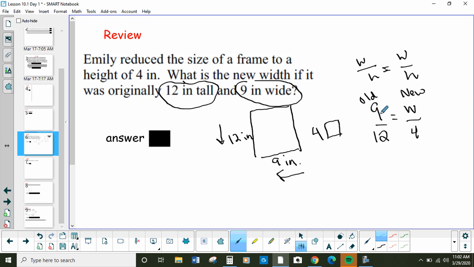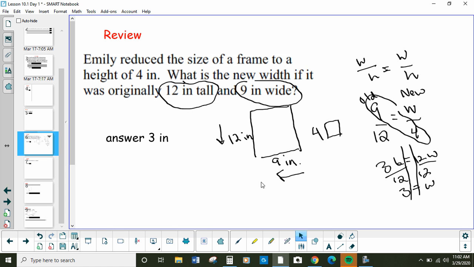I have width on top, width on top. Height on bottom, height on bottom. Now I'm ready to cross multiply. I got 36 equals 12W. And of course we know solving proportions. After we cross multiply, we divide. And then we have 36 divided by 12, that should be 3 inches. Okay, so we're just solving proportions here.